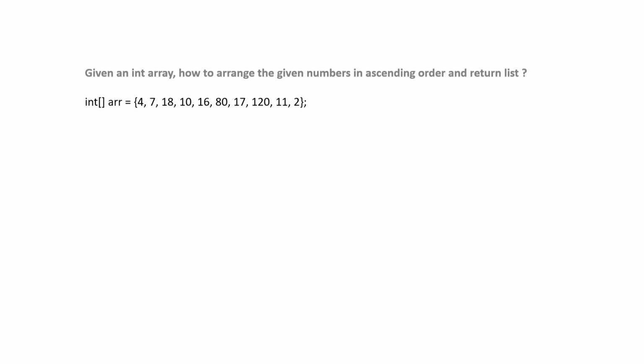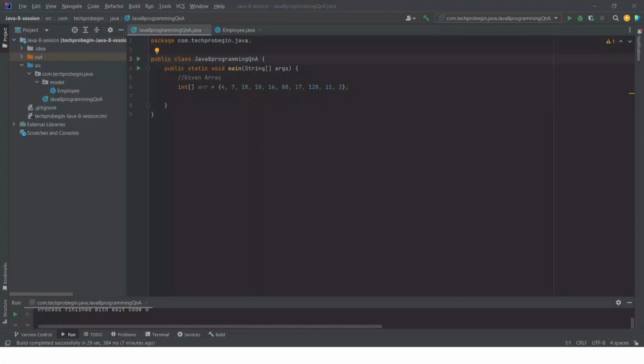The first question is, given an int array, how to arrange the given numbers in ascending order and return the list. The question is very straightforward. We need to sort the array in ascending order and return the list. In the answer, we expect something like this: 2, 4, 7. It should be in increasing order. So let's jump to IntelliJ IDEA and solve this question using Java 8 functional programming style.